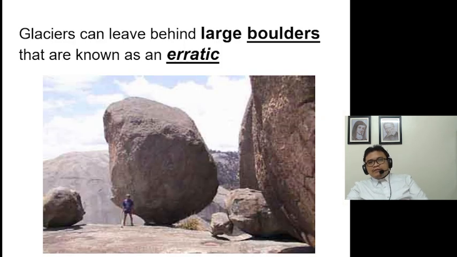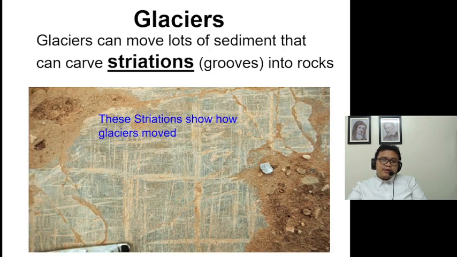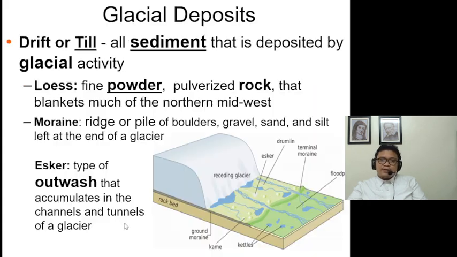Now, glaciers can leave behind large boulders that we typically call erratics. So that's one effect of glacier movement. They leave large boulders which we refer to as erratics. Now, as I said a while ago, glaciers move lots of sediments that carve striations or grooves into the rocks. That's what you call glacial striations.